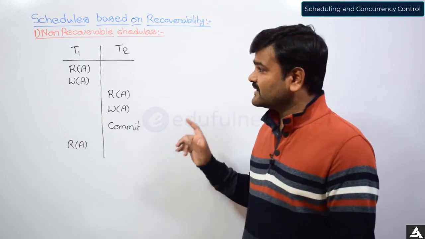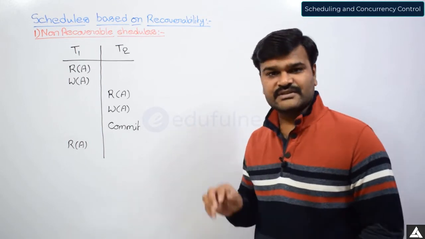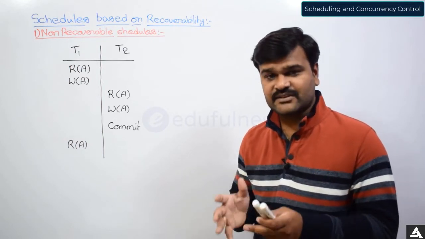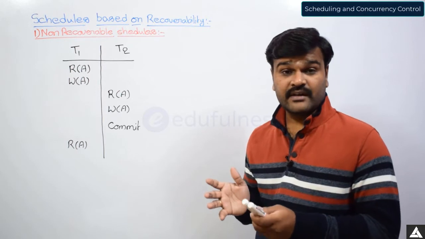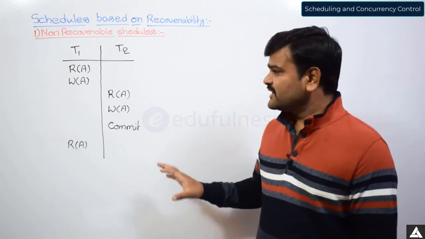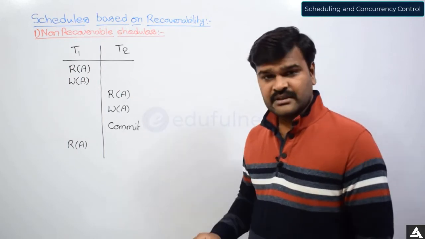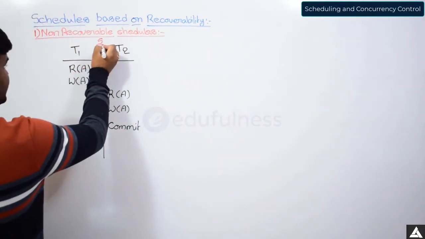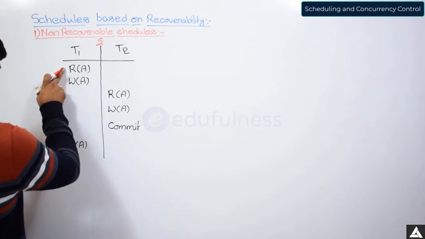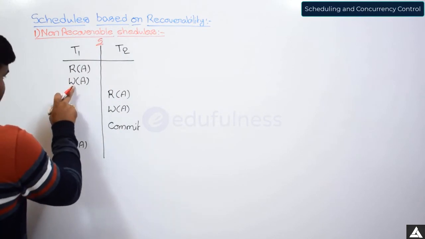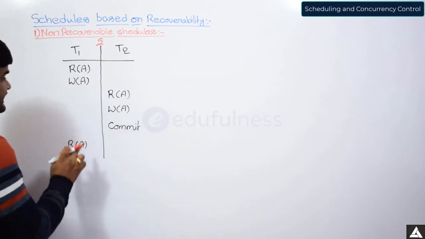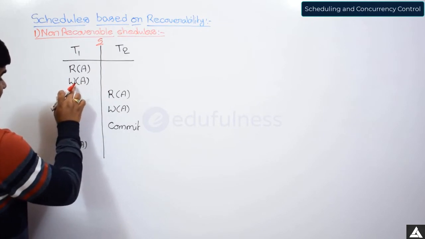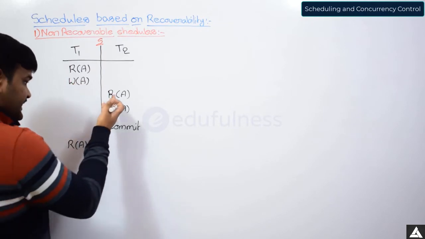So here, if you see the first one, non-recoverable schedules, these things you have to handle very carefully. First of all, let us try to understand the meaning of non-recoverable schedules. Here, if you take this schedule, two transactions are there, T1 and T2. T1 is reading the A value first and performing the write operation, fine. Then T2 is reading this A value, whatever was written by T1.